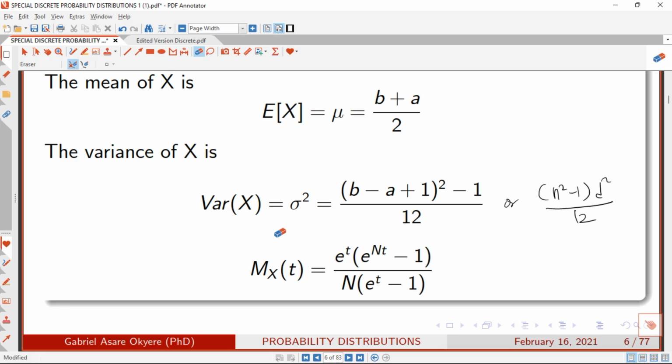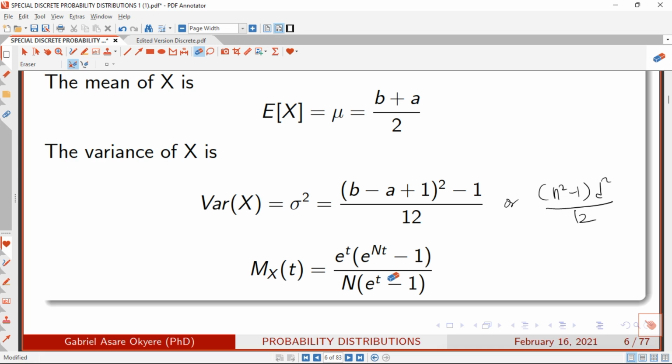Okay? And then sometimes too we may be asked for the moment generating function for the discrete uniform distribution, right? So the moment generating function for the discrete uniform distribution is e raised to the power t, bracket open, e raised to the power n times t minus 1, all divided by n, bracket open, e raised to the power t minus 1. So this is the moment generating function, right? This is how we can generate the moment generating function for the discrete uniform distribution.